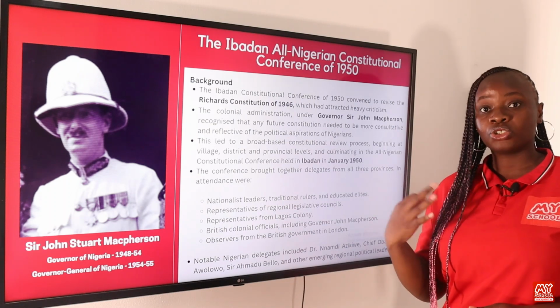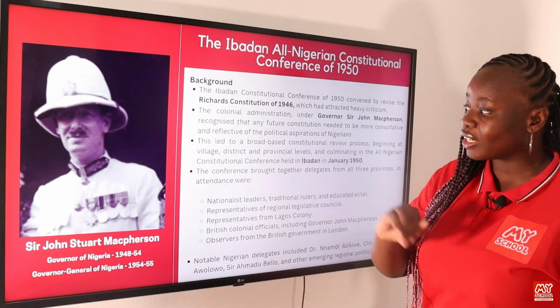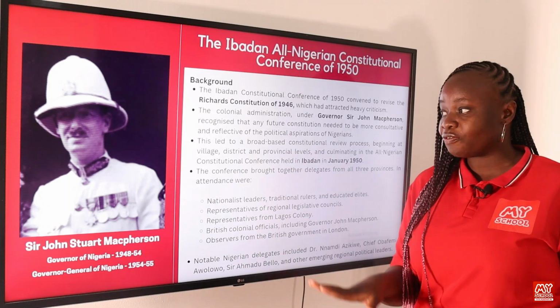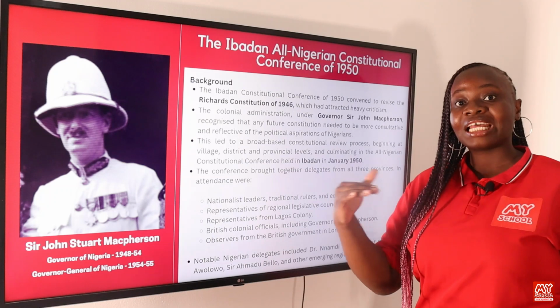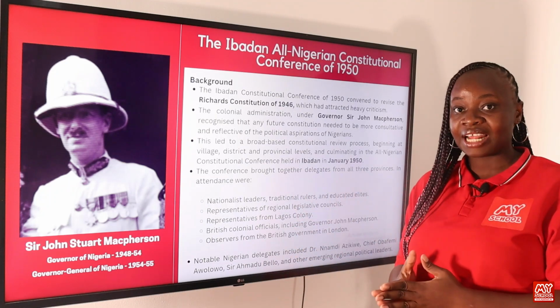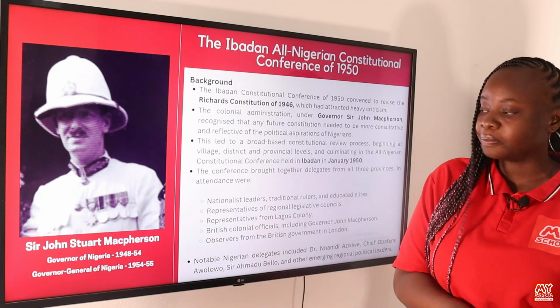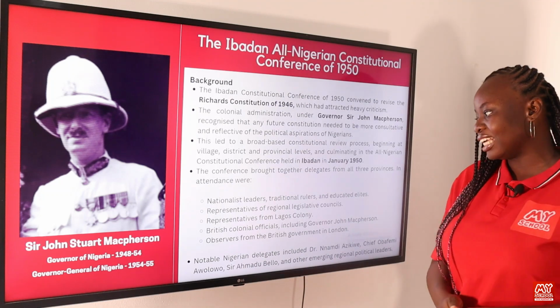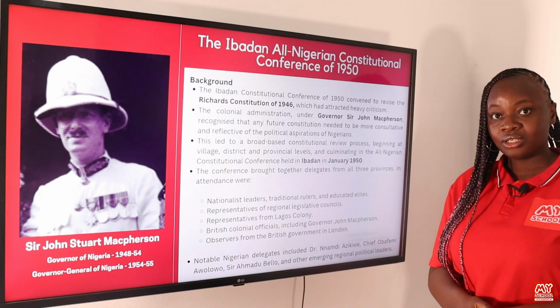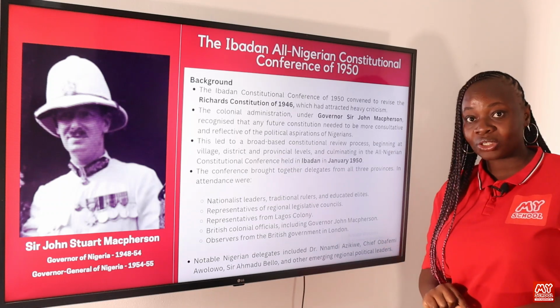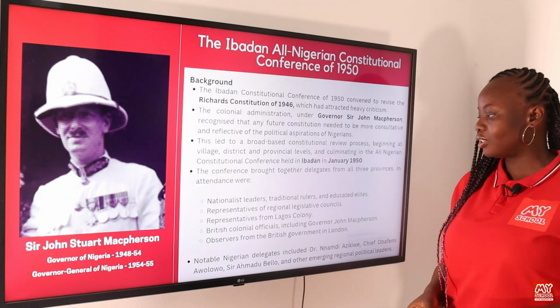So the consultation was not just held once, they had to convene at different levels within the society, at the village level, at the district level, and at the provincial level before they all came together at the conference in 1950. So the conference brought together delegates from all 3 provinces. So those are the 3 provinces, the northern, the western, and the eastern provinces in the country.